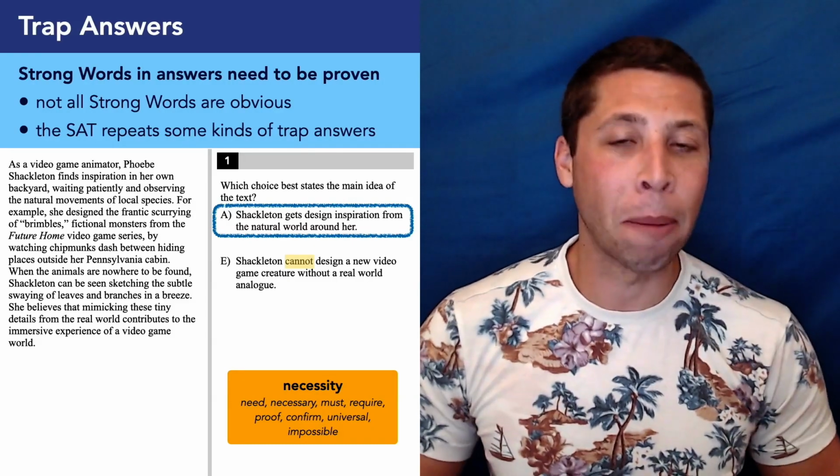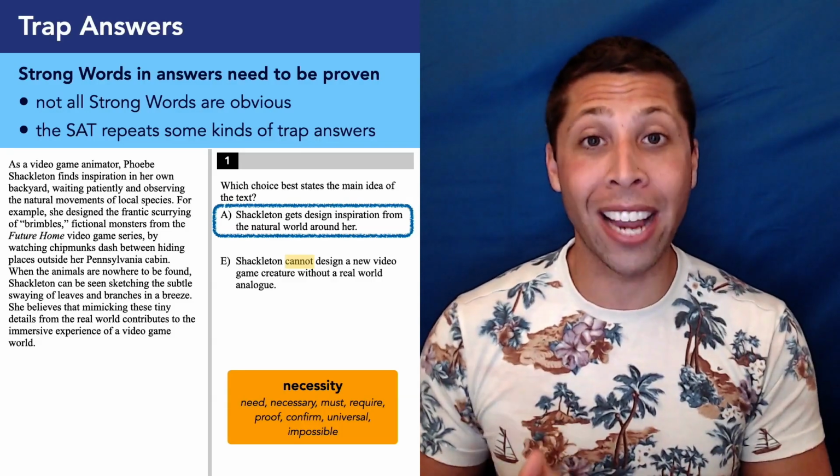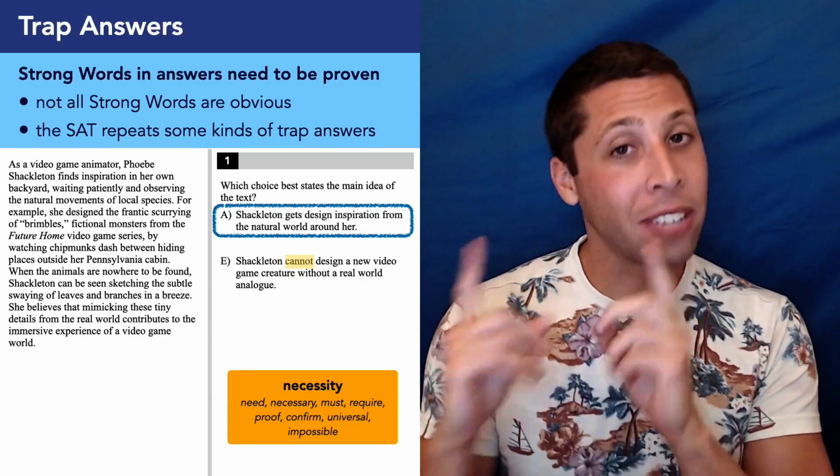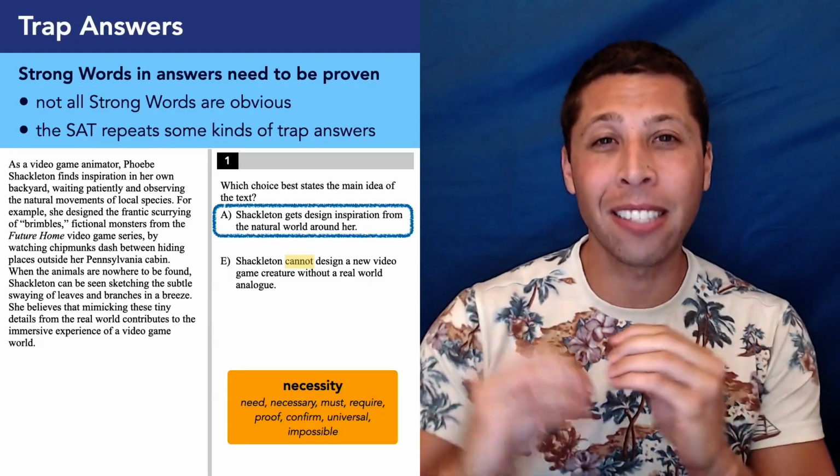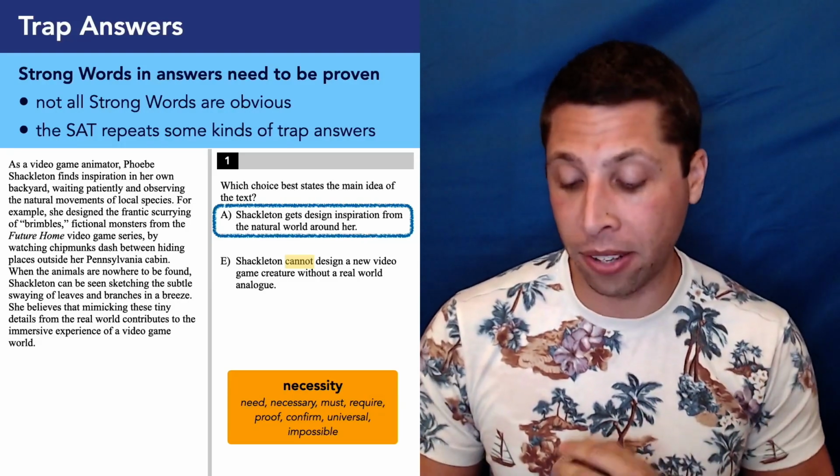And that's how the SAT comes up with traps: most of the choice is right. 90% will be correct. But if 10% of a choice is wrong, the whole thing is wrong. And that's what we need to look for, these kinds of 10% words that we might otherwise ignore.